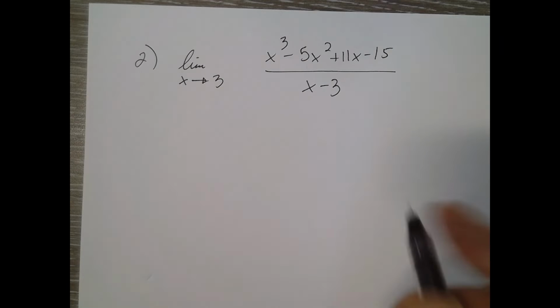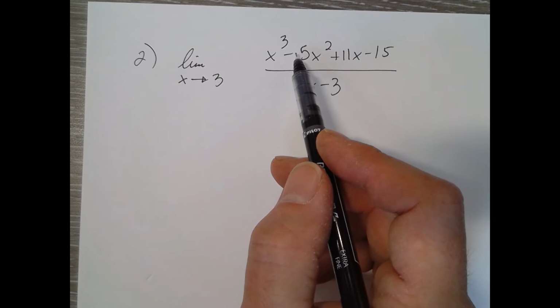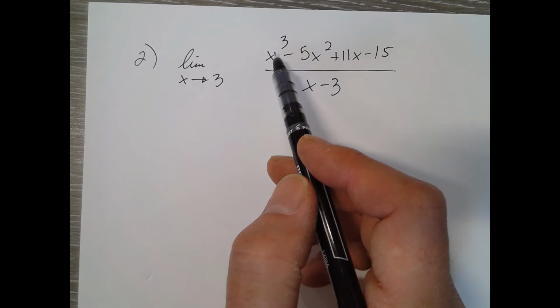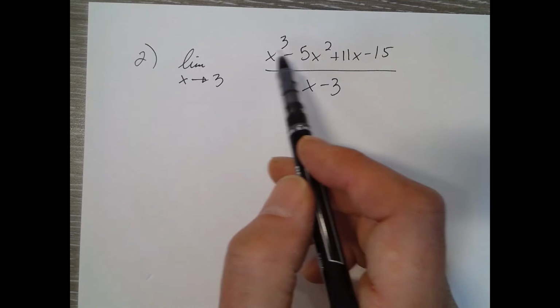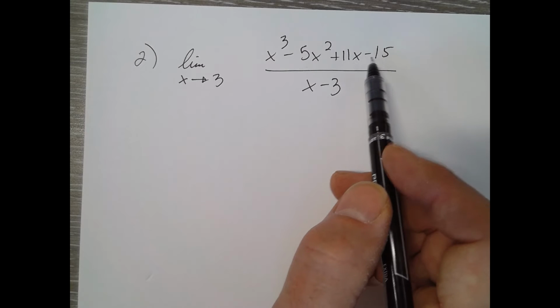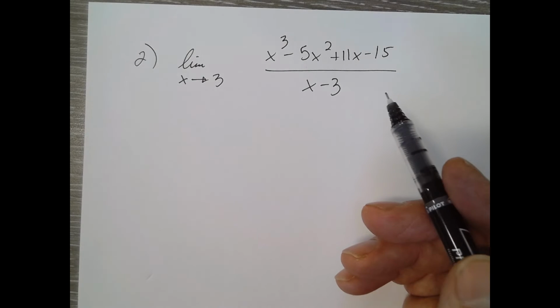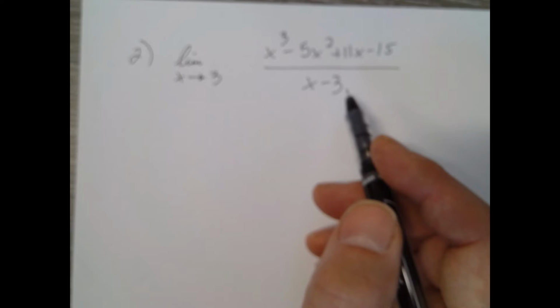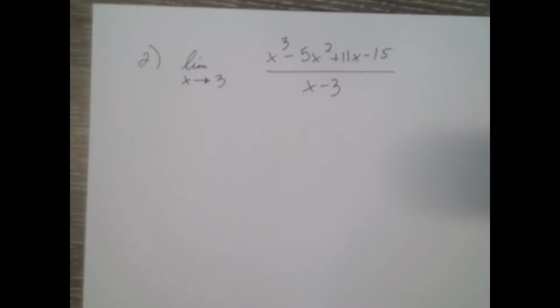So we could try factoring the top. We could factor by grouping. I could take out an x squared and be left with x minus 5. Like x squared times x minus 5, but then I could take a 1 out and I'm left with 11x minus 50. You cannot factor this by grouping. But you could do polynomial or synthetic division. I like the synthetic quite a bit better.